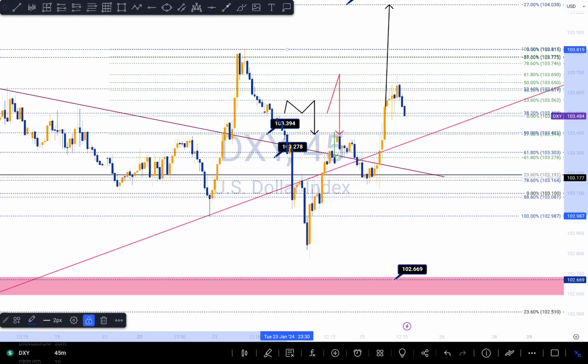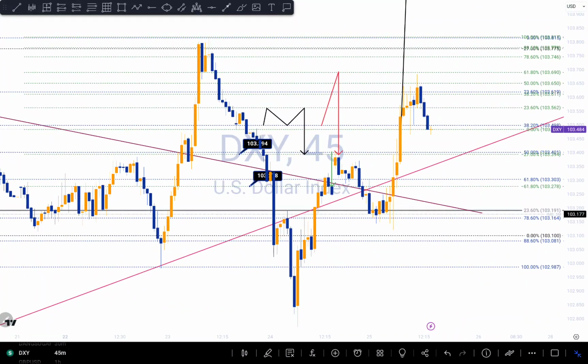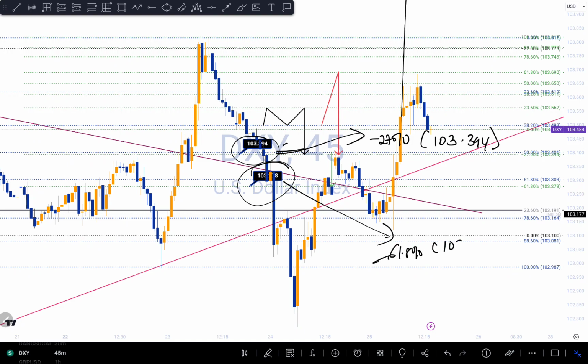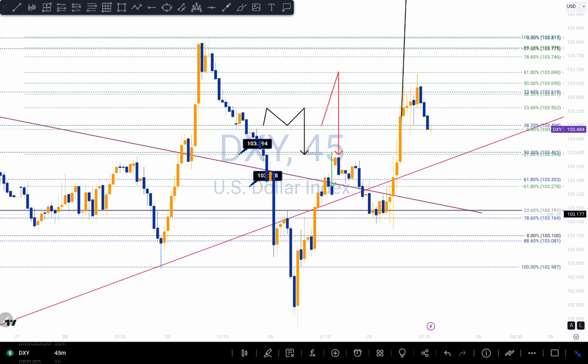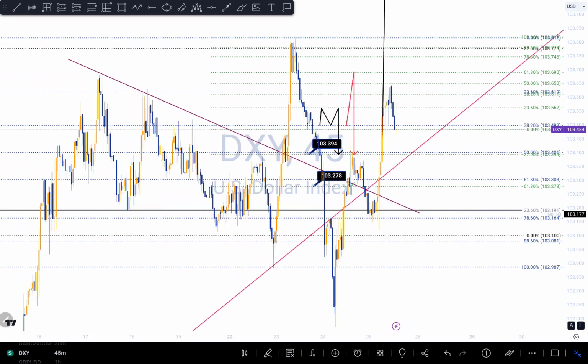If you watched my previous analysis on the DXY, I was predicting the DXY should push to the downside, and my first target was my negative 27% fib level, which is 103.394. That was my first TP, and I said if we continue to have more sell momentum, my second TP will be my negative 61.8% fib level, which is 103.278. As you can see, we hit my second TP as well as the first, and continue with this momentum of sell.